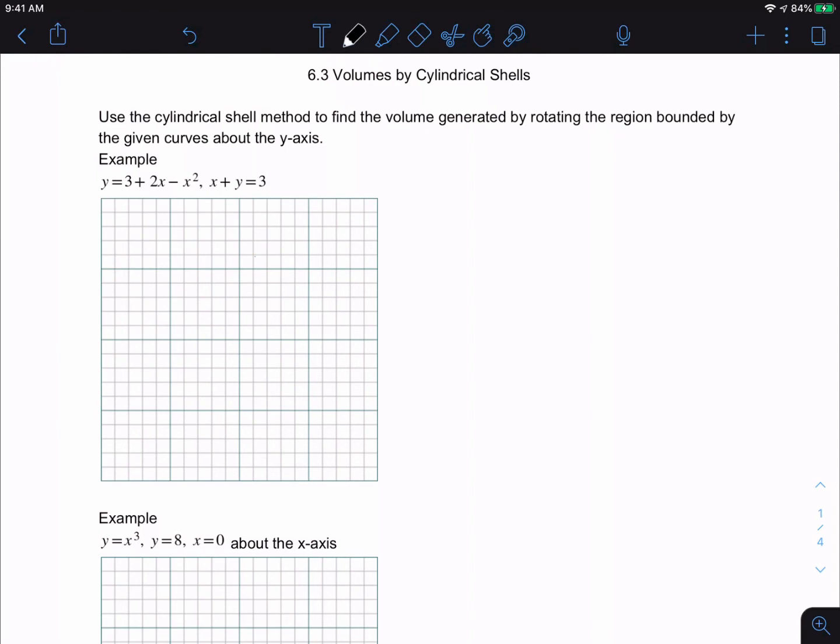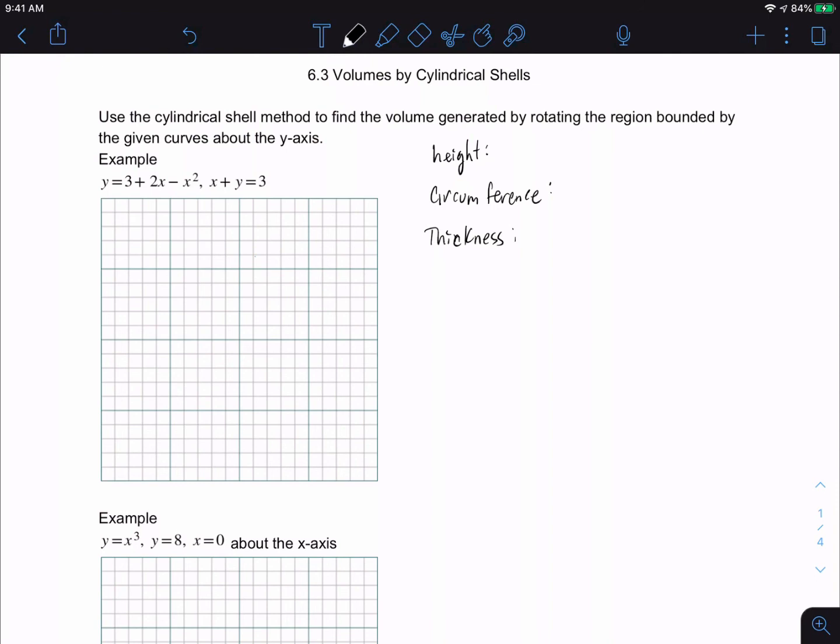You'll see right now when I do this example. With the shell method, we need a couple of things. We're going to need to know the height. We're going to need to know the circumference. We're going to need to know the thickness, and I'll explain that to you in just a bit, of what's being rotated, okay?